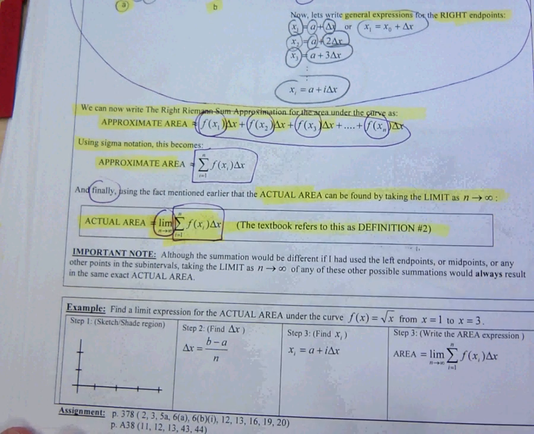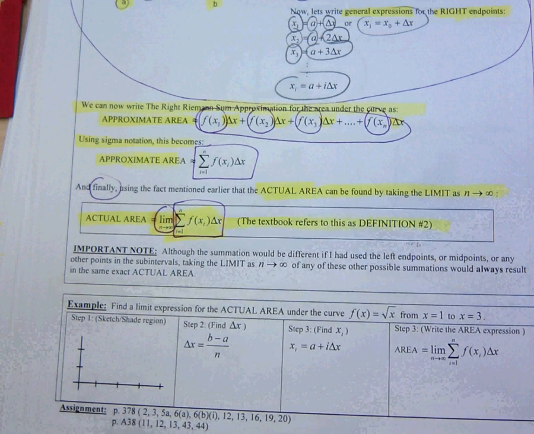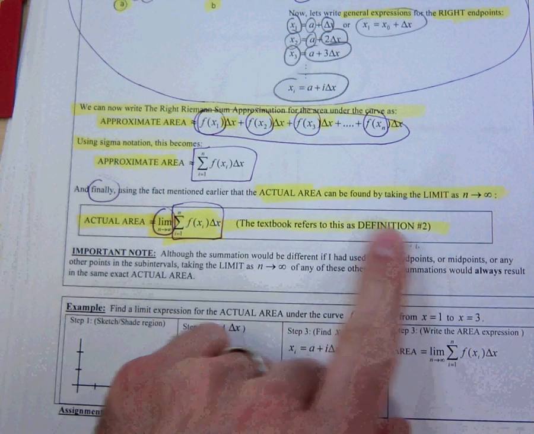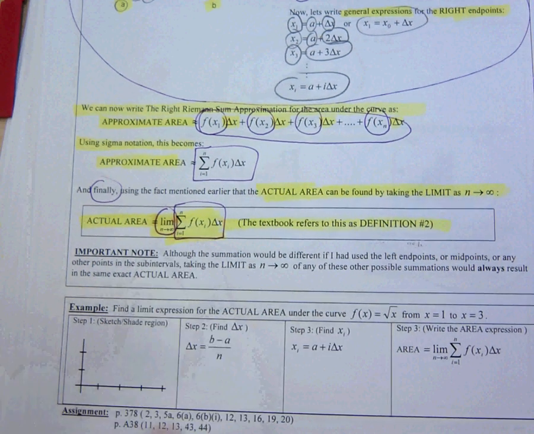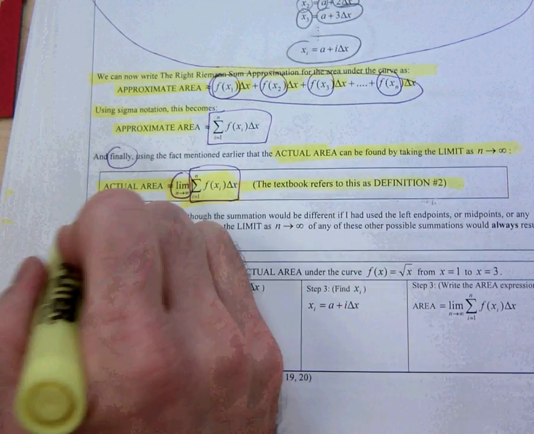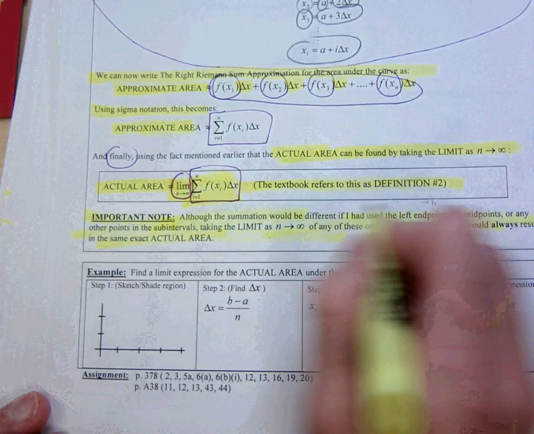And by the way, the textbook refers to this as definition number 2. Okay? When you're looking at the homework, if it mentions definition 2, that's what it's talking about. All right, now here's what I want to say, and then we'll do one last example, and that'll be it.